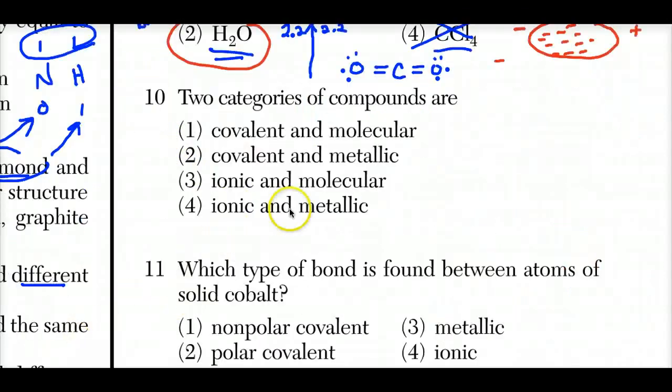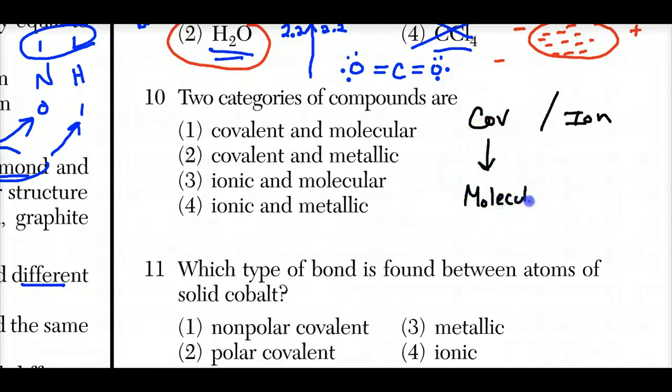Number 10. The 2 basic types of bonding we have are covalent and ionic. The word for covalent is molecular. Now why? Because they make molecules. Ions, or ionic compounds, is the word. They make crystals of their ions. They do not make molecules.